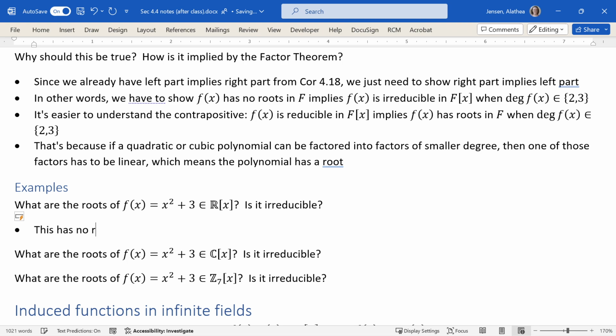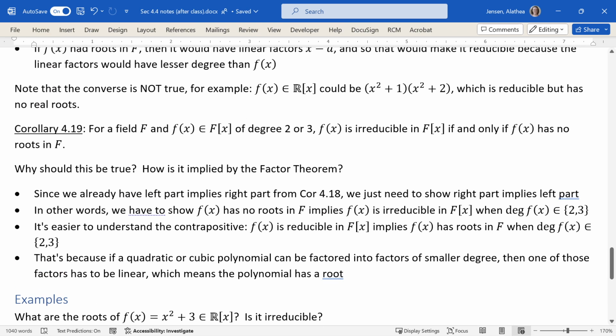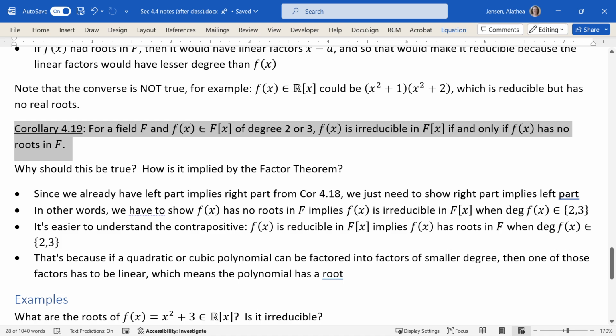This has no roots because we know for any real number x squared is greater than or equal to 0. So that means x squared plus 3 is strictly greater than 0. So it can't equal 0. All right, and so because it has no roots, that actually does tell us from this corollary 4.19 right here.